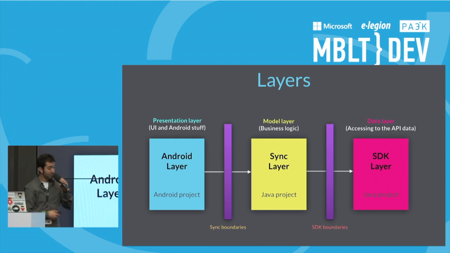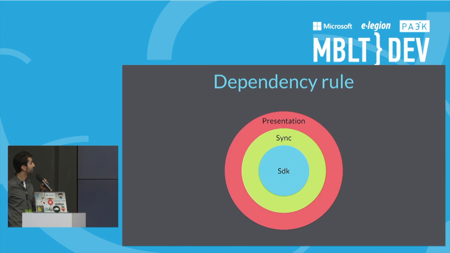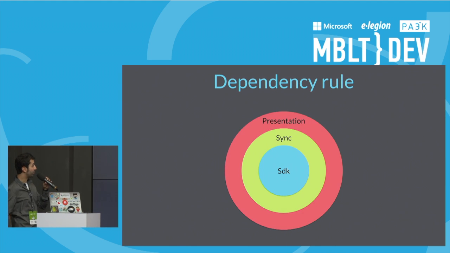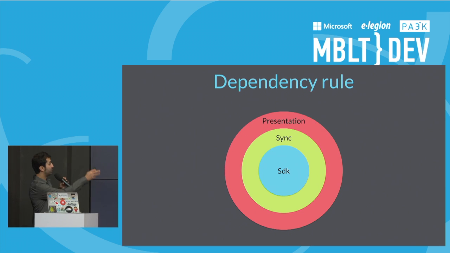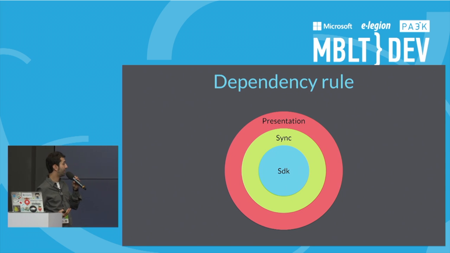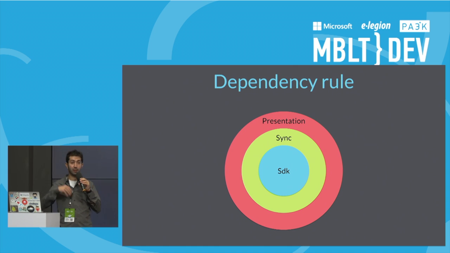Why these ways to communicate? We have a dependency rule. We have presentation, we have the Sync layer, and we have the SDK layer. As you see, here are the different circles. In the middle is the SDK. It's not because it's the main point or the most important thing of the app. It's not that. It's like the SDK is a standalone entity.